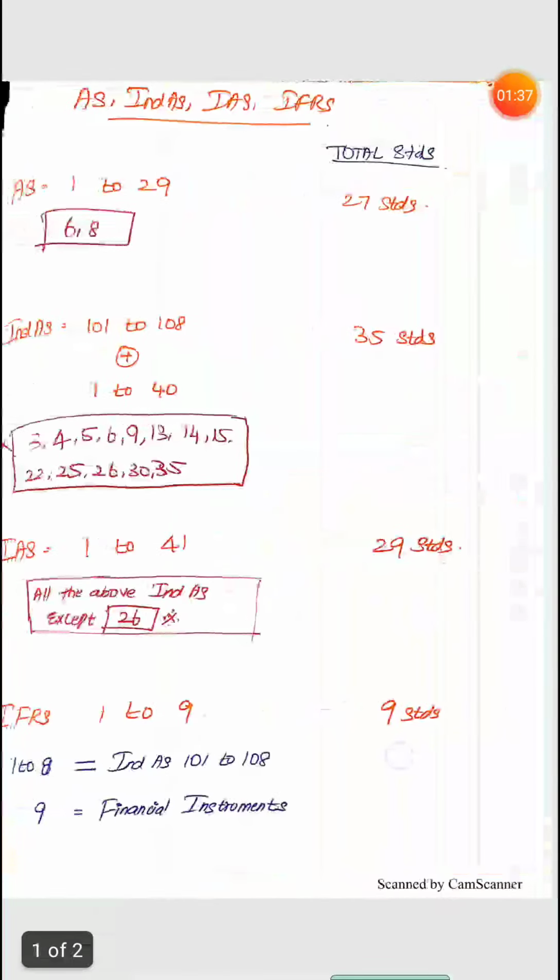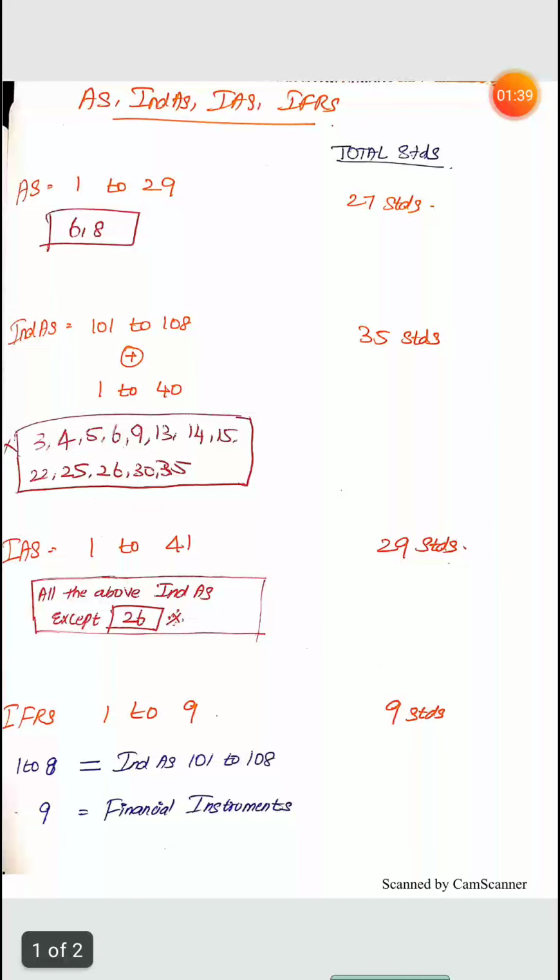So how are we going to memorize this? Since most of them are similar, everything depends on Indian accounting standards. As you can see, international accounting standard is also going to be the same as Indian accounting standard. IFRS is basically what is there in Indian accounting standard, except there is one more. So if you memorize Indian accounting standard, it is as effective as memorizing international accounting standard and international financial reporting standards. So what's remaining is accounting standard.